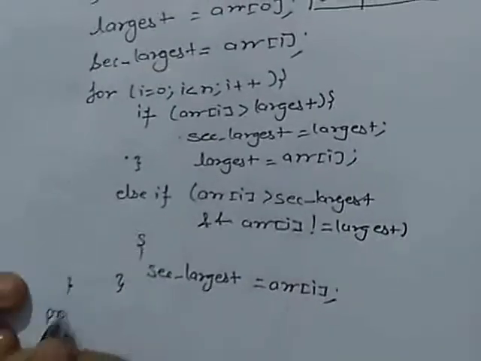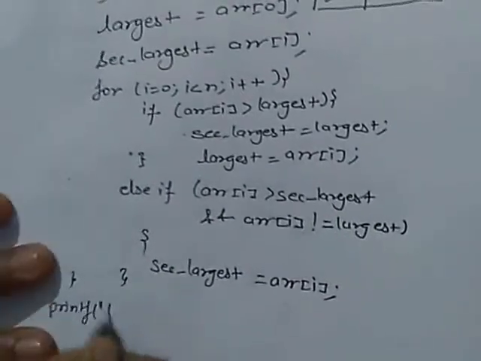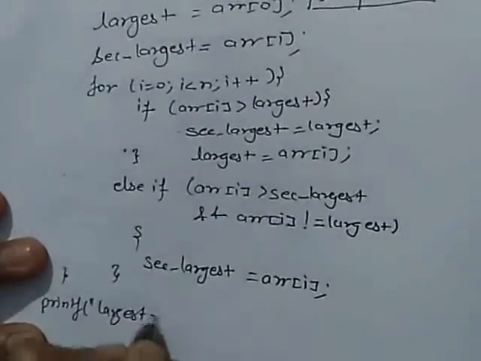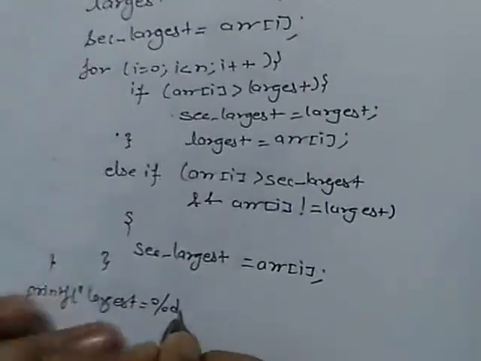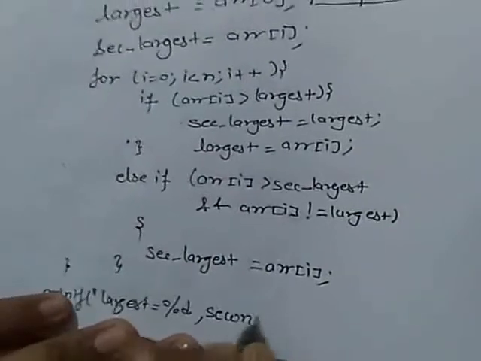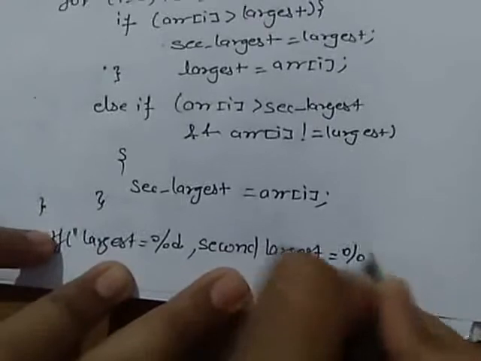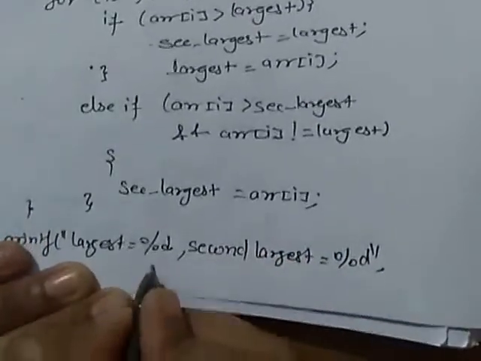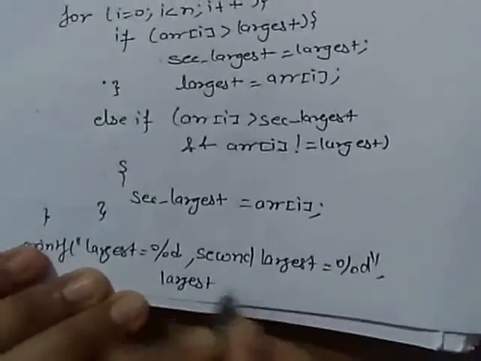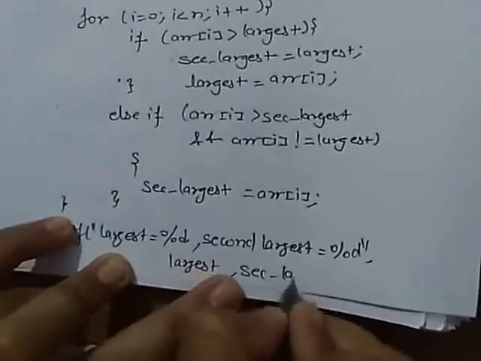Now printing the elements like this: printf largest equal to %d, second largest equal to %d, and here the largest and the second largest.